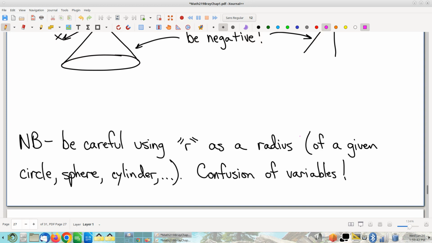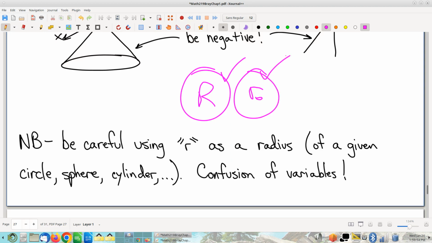Now, reasonable choices might be capital R. Perfectly fine, right? Some people like to modify r itself, like r naught. Perfectly fine. Feel free to get creative with it. Some people like to put a tilde over the r. Cool, whatever. Just don't use r itself.